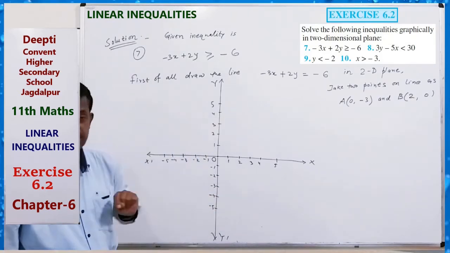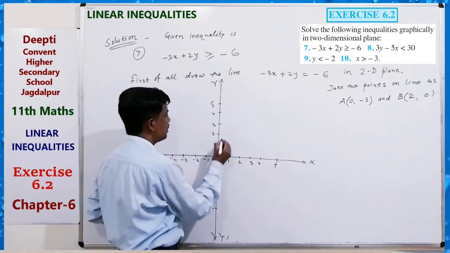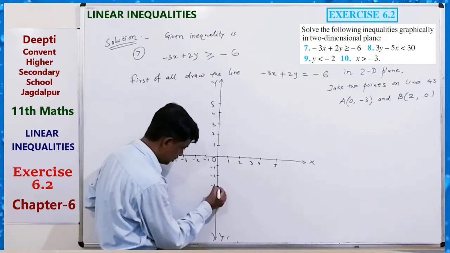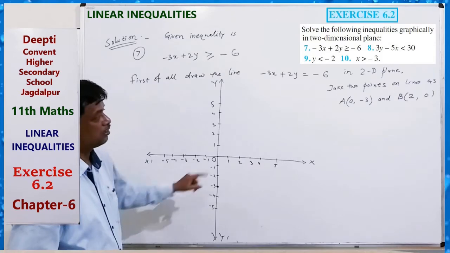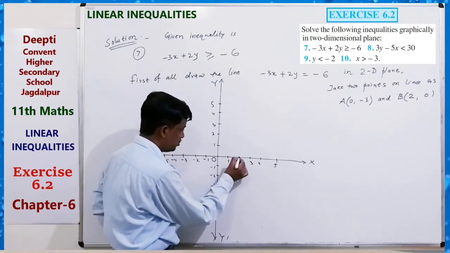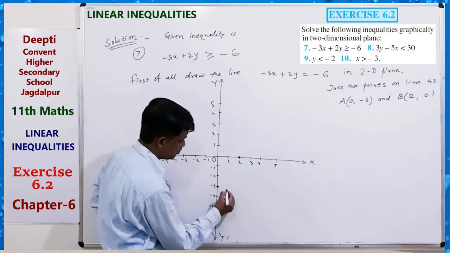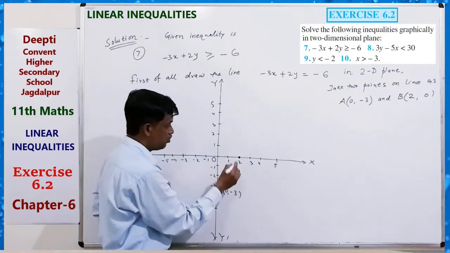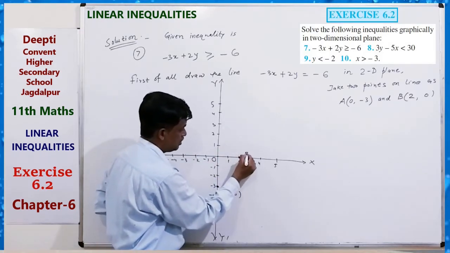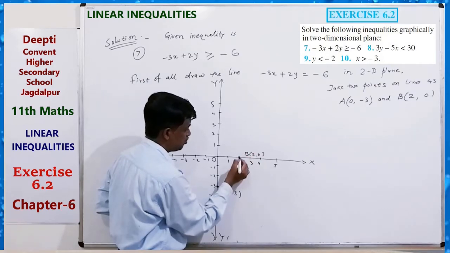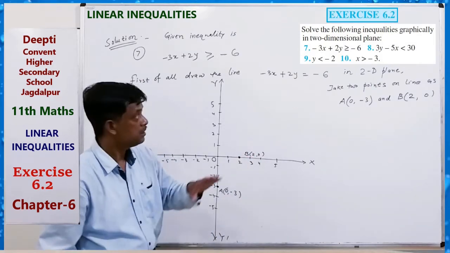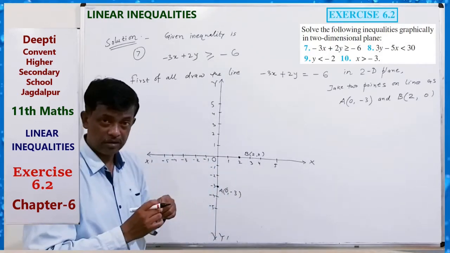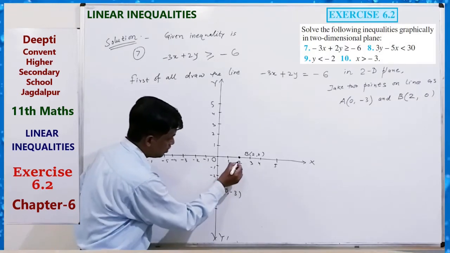Now 0, minus 3 is this point. Another point is 2, 0. So 0, minus 3 is point A and 2, 0 is point B. And here the inequality is slack, that is, greater than or equal, so a bold line will be drawn.